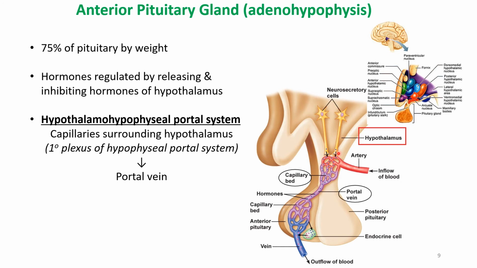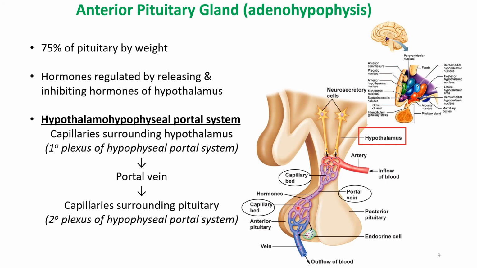Then it's going to send those into this one little vein here called the portal vein. So it's not going out to the whole body yet. It's just going out to this little vein that's going to transport these hormones to the anterior pituitary gland. And here we've got another capillary bed. This is called the secondary plexus of the hypophyseal portal system.